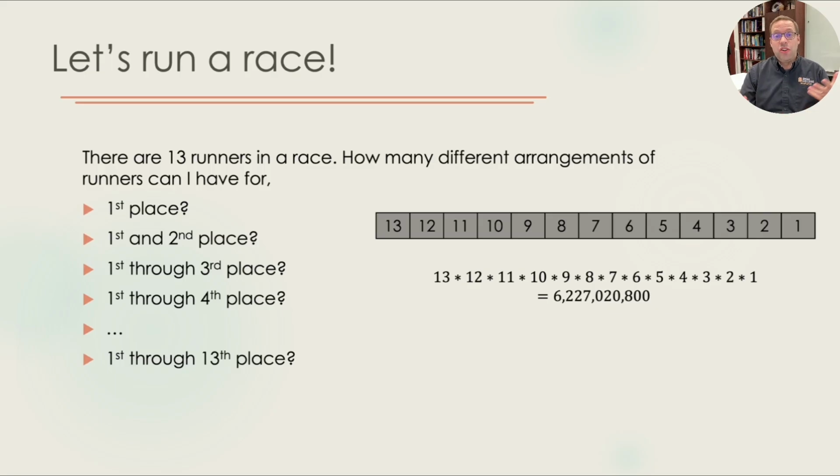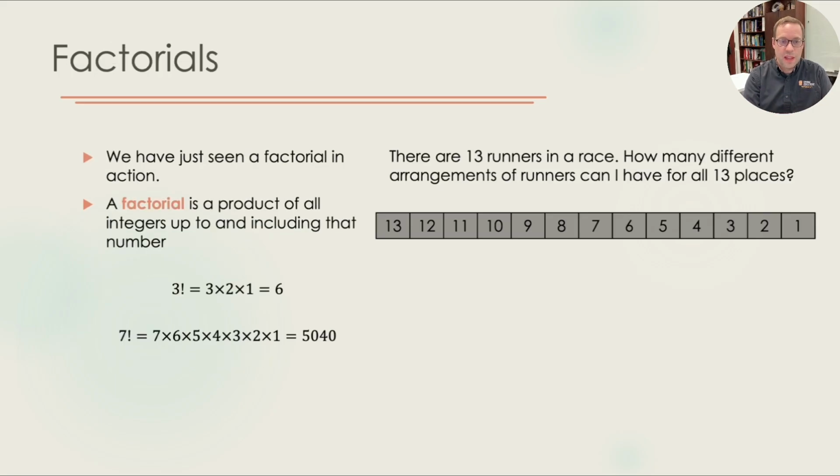Okay, who knew? Just simply 13 runners, and there are that many different ways that they can cross the finish line. Crazy, right? Absolutely crazy.